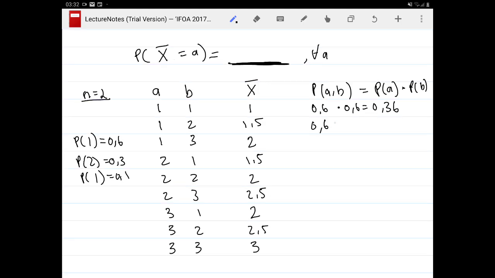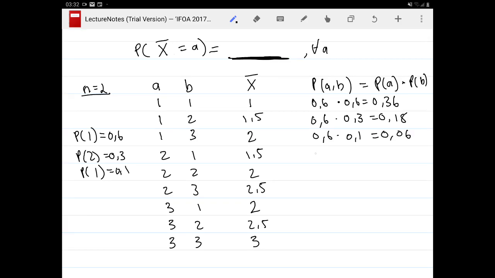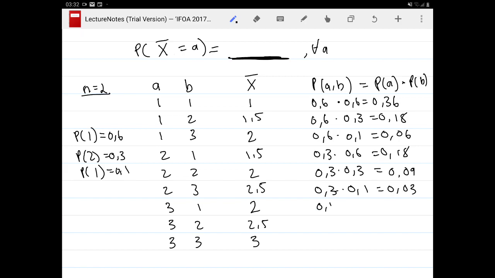So this would be 0.6 times 0.3, 0.18, 0.6 times 0.1, 0.06, 0.3 times 0.6, 0.18, 0.3 times 0.3, which is 0.09, 0.3 times 0.1, 0.03, and then 0.1 times 0.6, 0.06, 0.1 times 0.3, 0.03, and then 0.1 times 0.1 is 0.01.